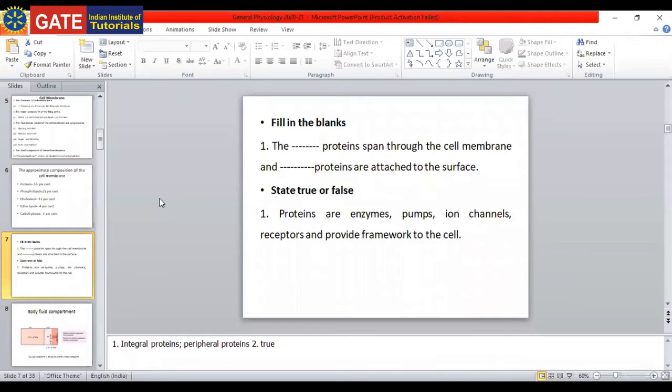Okay, now you have to answer this question. Proteins are enzymes, pumps, ion channels, receptors, and they provide the network. Is this true? Yeah, true. It is true.